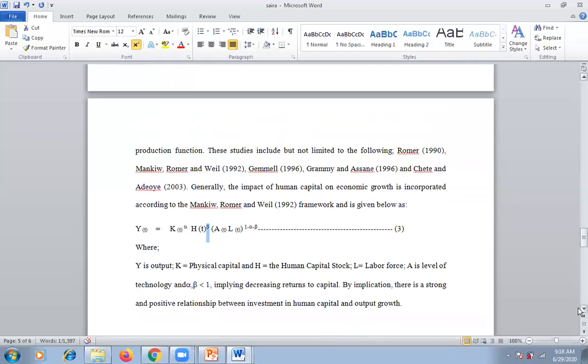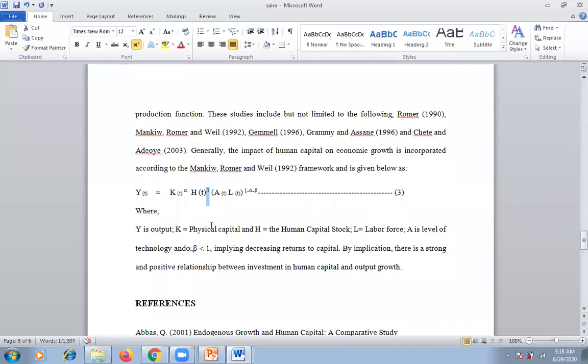In some research, they transform this model into log form. When you take the log form, then what will it be? Listen carefully: ln Y equal to alpha ln K plus beta ln H plus (1 minus alpha minus beta) ln (A times L). You can do that.